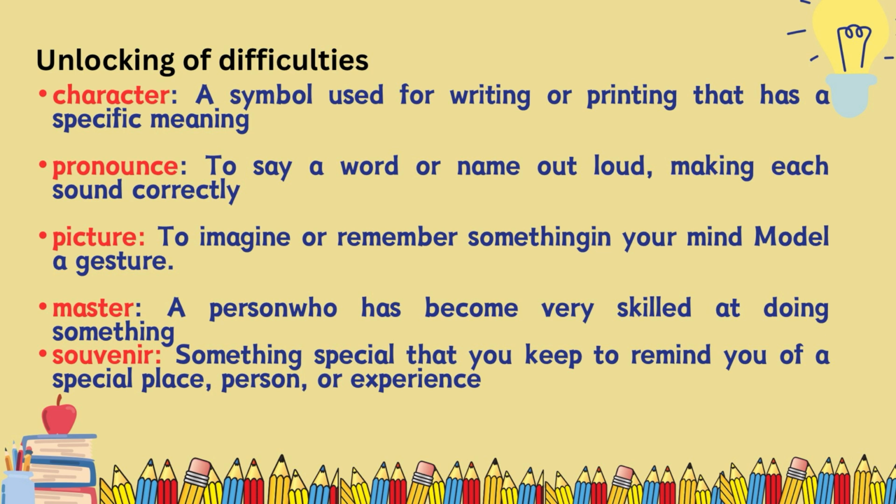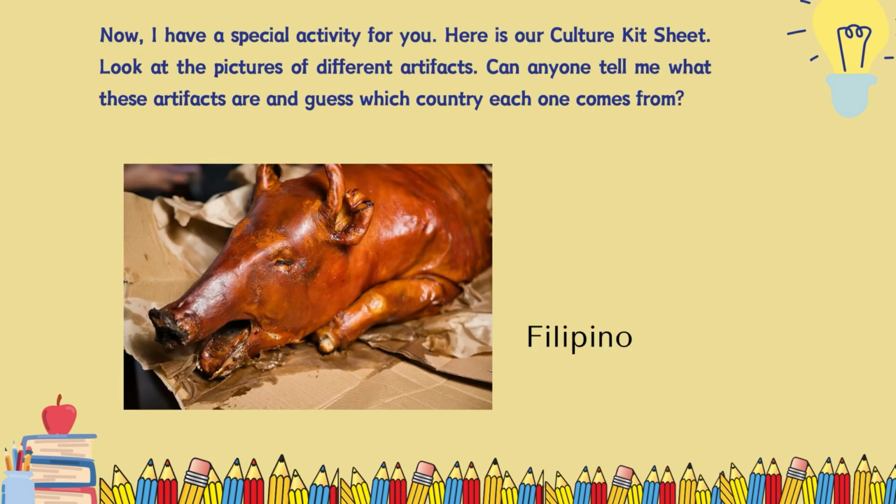One example is master chef, a person that is very skilled in cooking. Next, we have souvenir, something special that you keep to remind you of a special place, person, or experience. But before our main story, let's first identify this culture. As you can see in the picture, it is a roasted pig. Can you guess what country this culture is from?